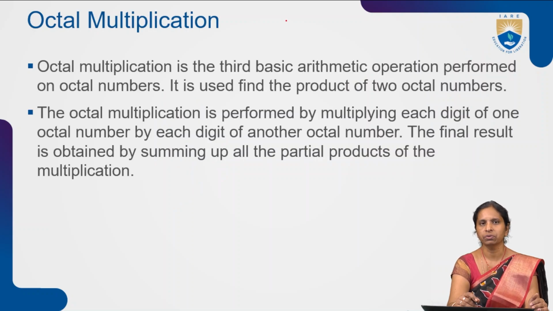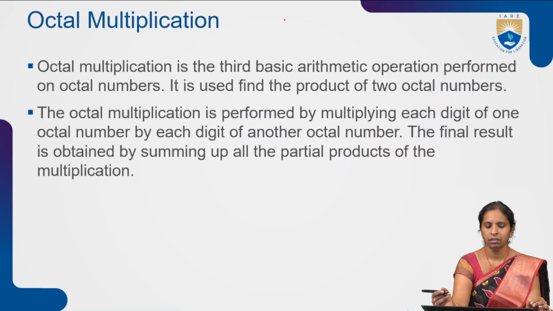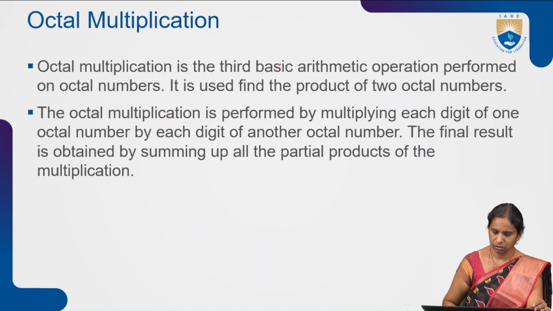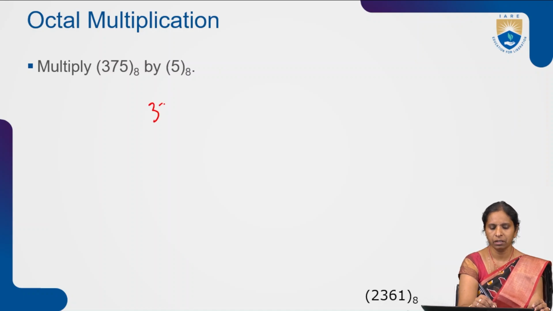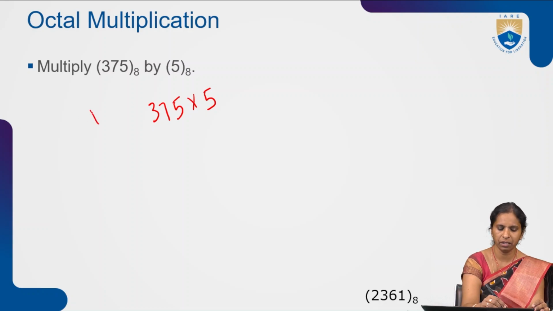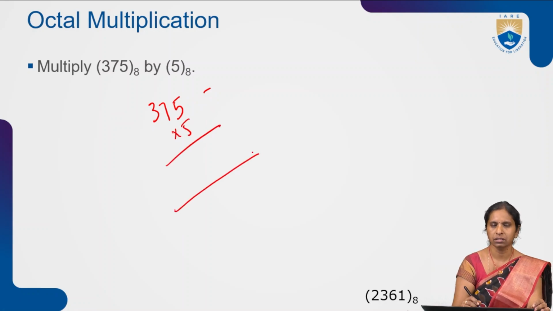And similarly you can perform the multiplication operation on octal numbers also. This is the same as how you perform the multiplication operation in the decimal number system. So how do you perform it here? For example, if you want to multiply the number 375 with the number 5, then how can you perform it? 375 into 5. First you take it in decimal. So 375 into 5, you want to multiply. Then you are going to see the answer.